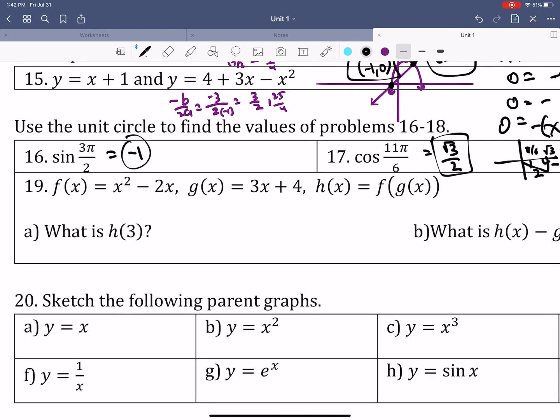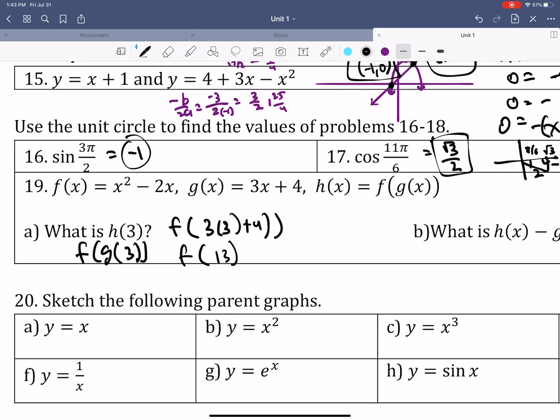Functions. F of x equals x squared minus 2x. G of x equals 3x plus 4. H of x equals f of g of x. What is h of 3? So h of 3 means that I need to plug it into this, because h of 3 is the input. So that gives me f of g of 3. G of 3 then is 3x plus 4, so that goes in there because it's a straight up substitution. F of 3 times 3 plus 4, which is f of 9 plus 4, which is 13.